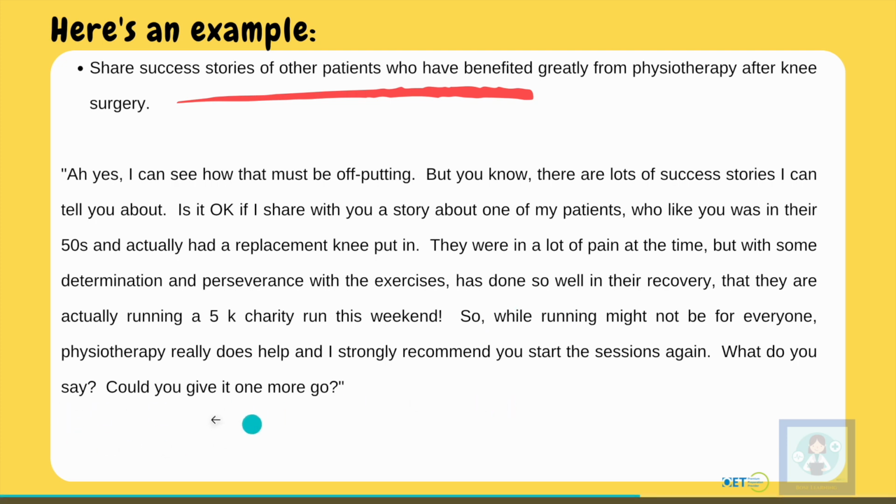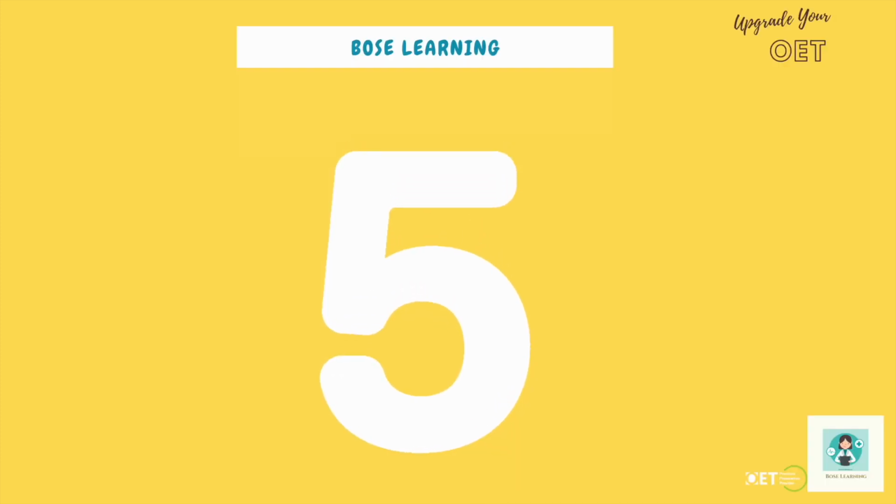So check with the patient. What do they think? What's their feelings? Do they think they can try again? You're not saying they have to, because of course they don't have to do anything. You're just trying to convince them.